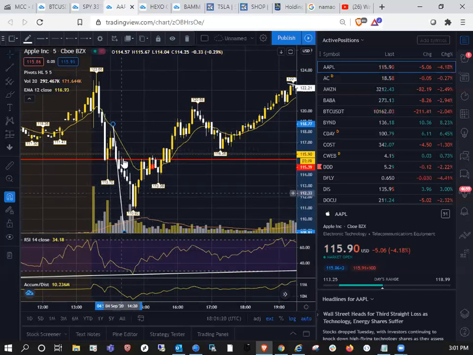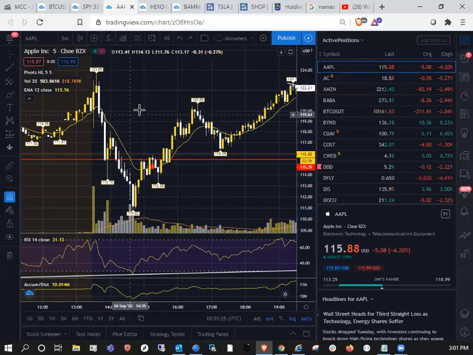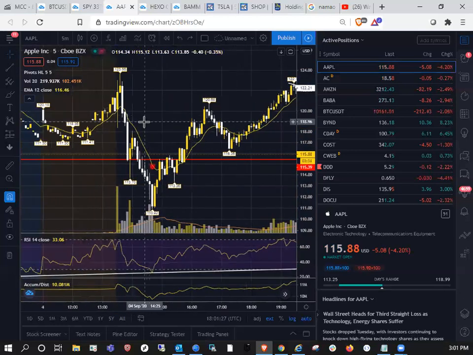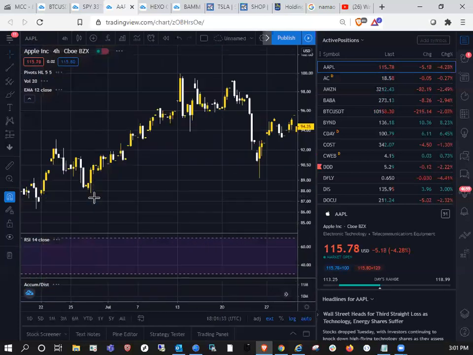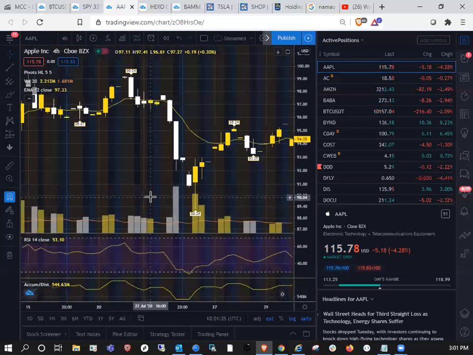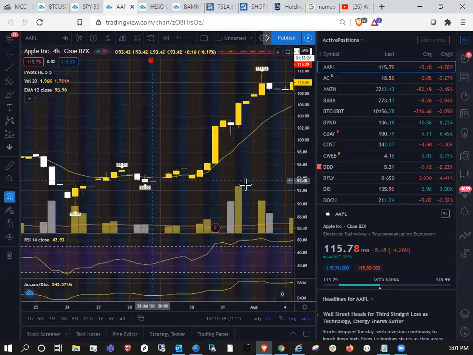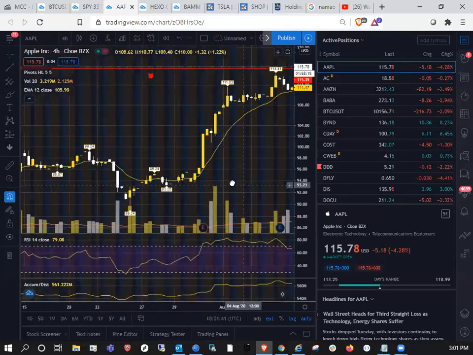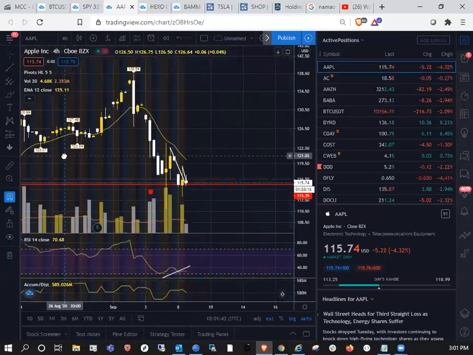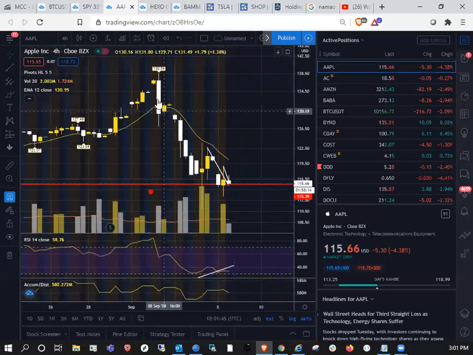Generally, you don't see it happen perfectly. It's just the ideology and the psychology of that pattern. Taking a look at Apple on the 4 hour, we also had a 4 hour bear flag on Friday. So you can see here, going back on the 4 hour, on Friday we had a 4 hour bear flag.